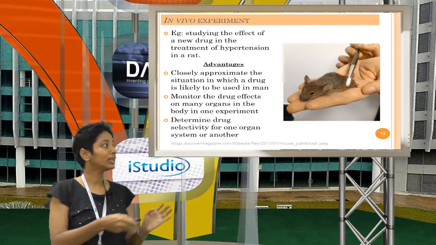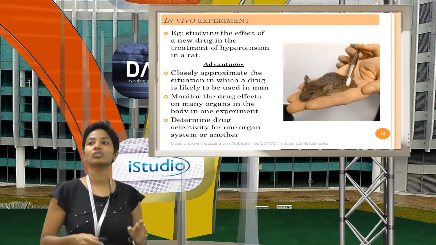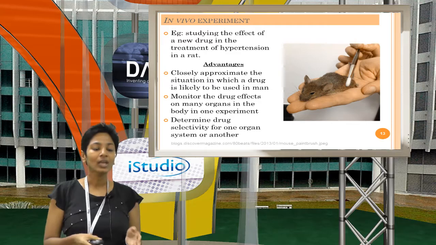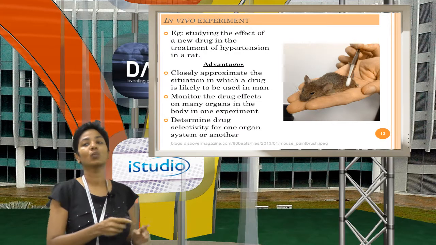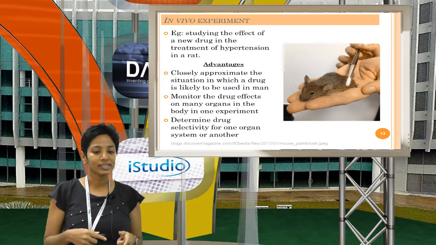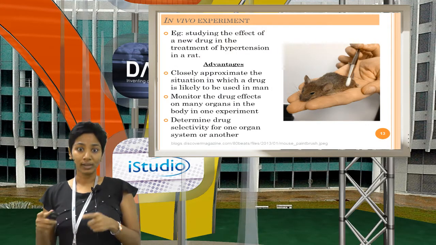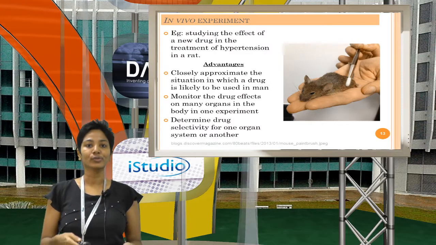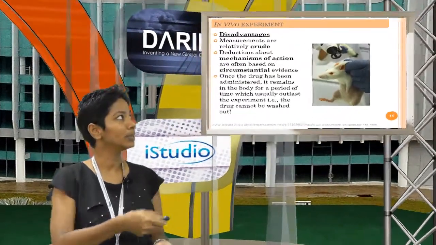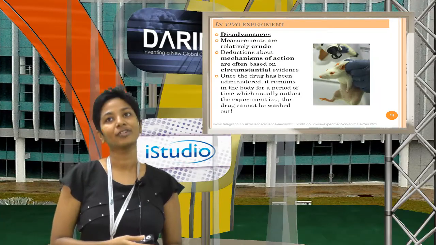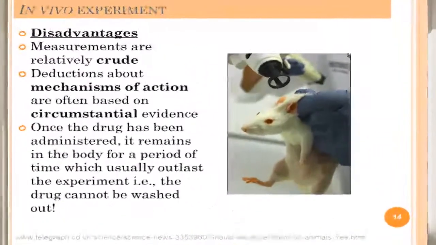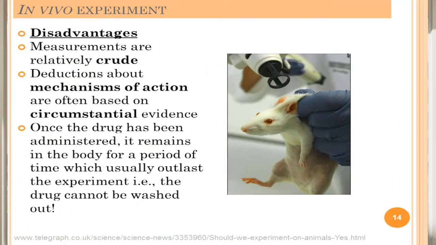It closely approximates the situation in a man. And we can monitor the drug effects in one experiment itself. And we can determine where this drug goes, to which organ, the lung or the kidney. We do not know, so we can test it out in the animal experiments. What are the disadvantages? Of course, it's crude, and of course the mechanism of action is based mostly on circumstantial evidence. And of course, animals are to be sacrificed.